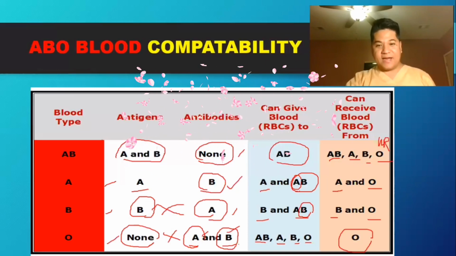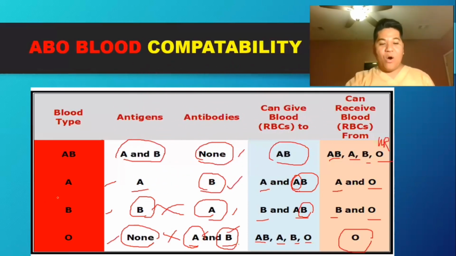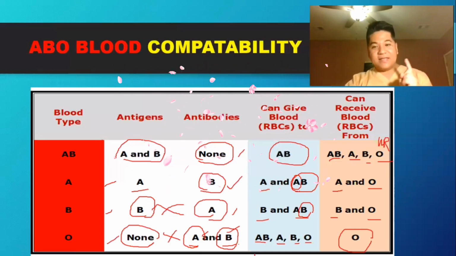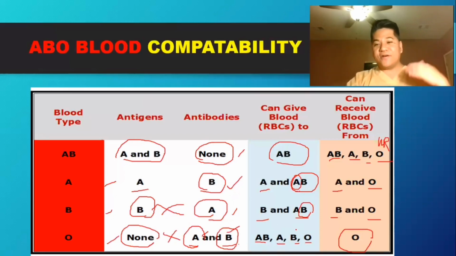Remember that type O is a universal donor because it has no antigen, so it can donate to types AB, A, B, and O. But it can receive type O only. So who is the universal recipient? Your type AB. Who is your universal donor? Your type O.